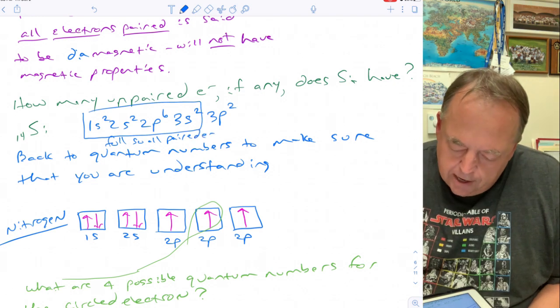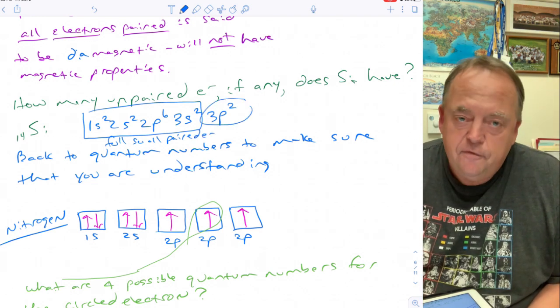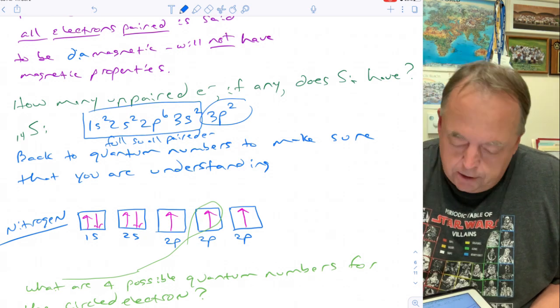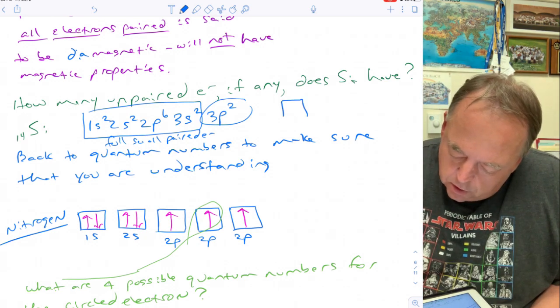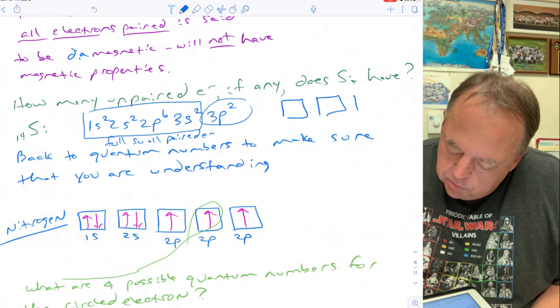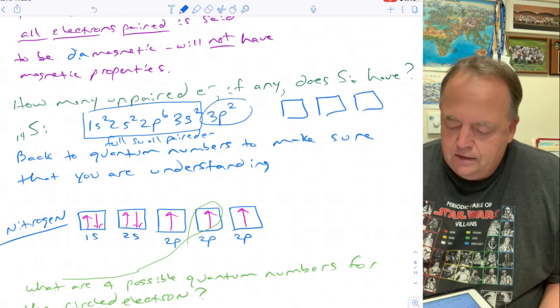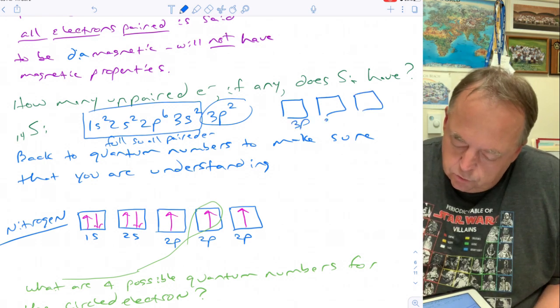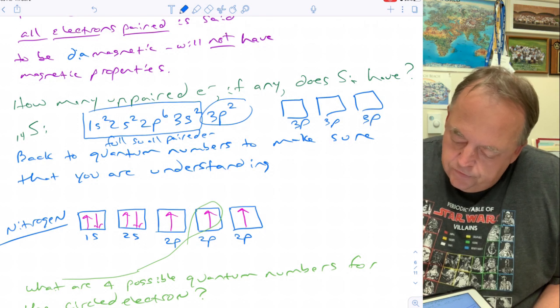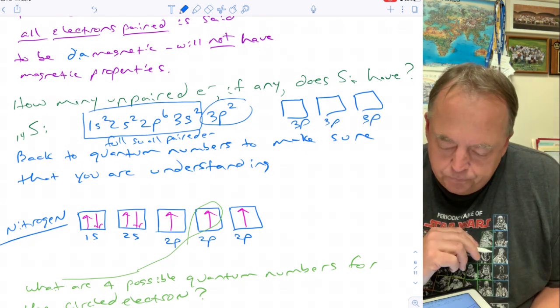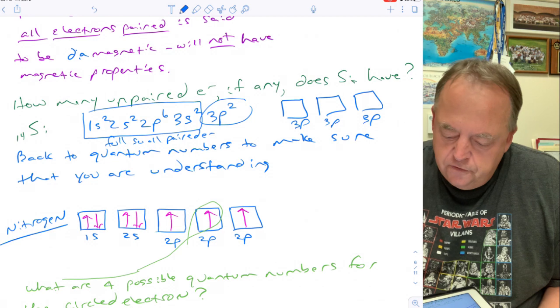So all of those are paired electrons. This is not full because the p can have 6, right? And if you remember, there's always 3 blocks for the p's because there's px, py, and pz. And if there's only 2 electrons, so if this is 3p, 3px, 3py, 3pz, only 2 electrons, how would you fill them in?